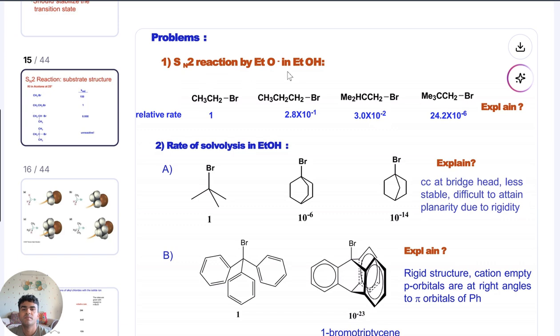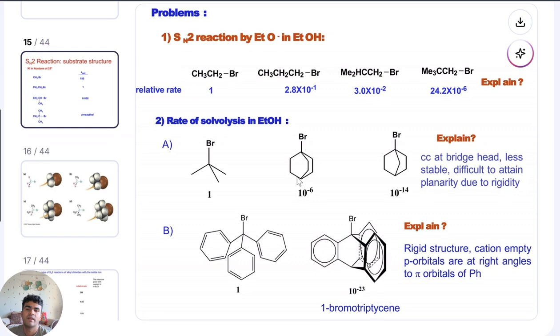Now SN2 reaction rates. You can see this is 1 degree halide. This is 1 degree halide. This is 2 degree, 3 degree. So the rate will decrease from left to right as the transition state will be crowded, activation energy requirement will be higher, so rate will decrease. The relative rates are 1, 10 to the power minus 6, 10 to the power minus 14.